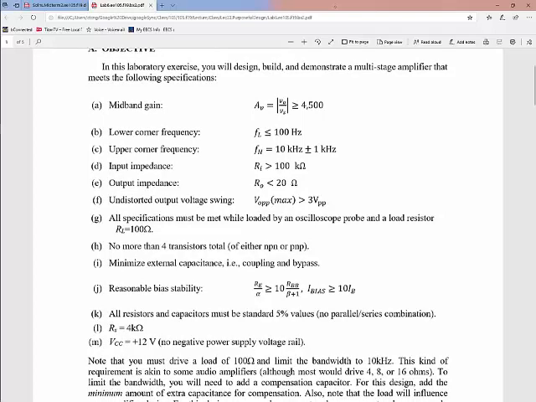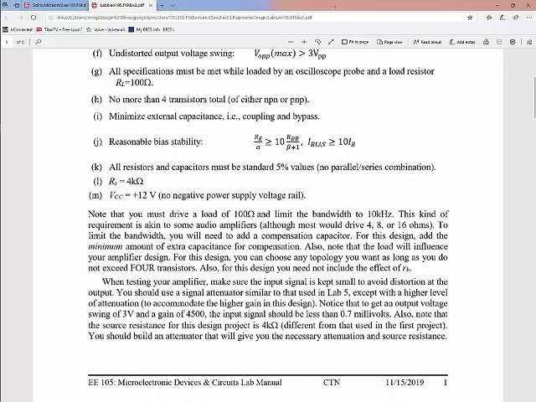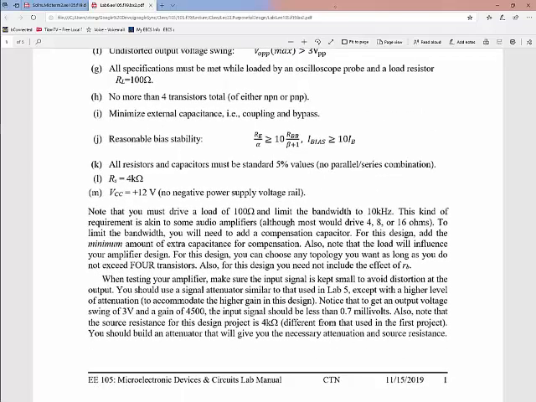Minimize external capacitance, like I said. That includes your coupling and bypass capacitance. You want that lower cutoff frequency to be 100 hertz, but you want to achieve that with as small an amount of capacitance as you can. Reasonable bias stability, and so you know those equations for stability. Use the standard values that you have in the lab, and your source resistance is going to be 4 kilo ohms, and your supply voltage is going to be 12 volts. 12 volts and 0 volts. Okay? You can read the rest of this stuff here, and you should read the rest to see exactly what you need to do. There are hints on how to test the amplifier and that sort of thing throughout this.